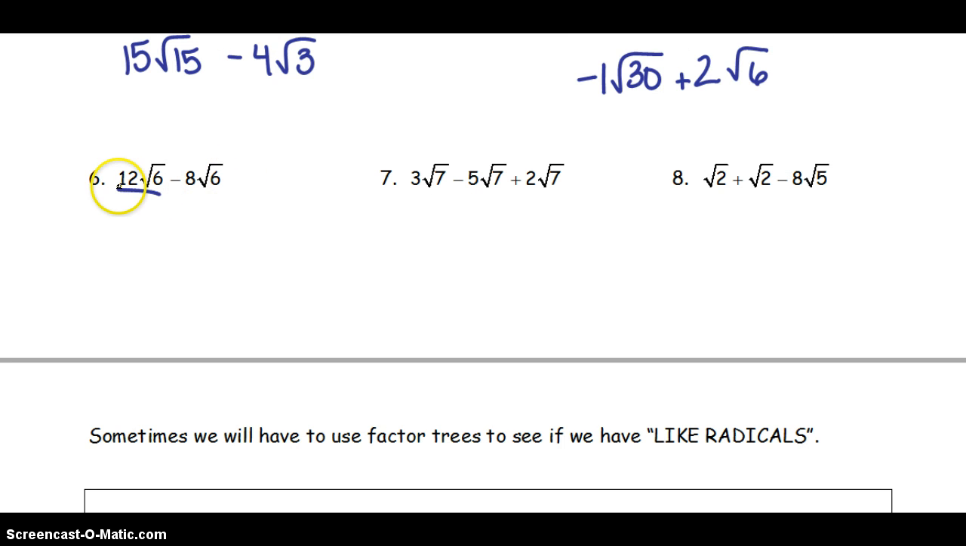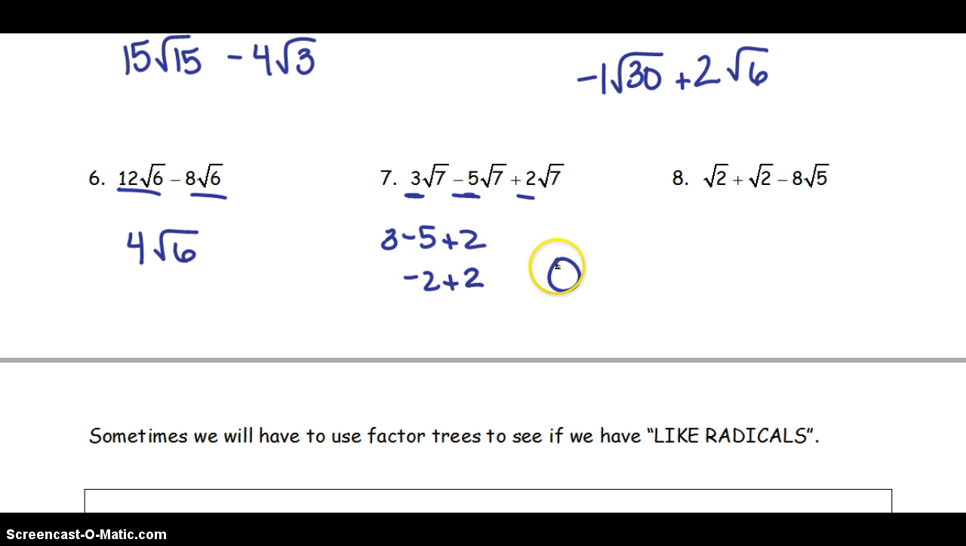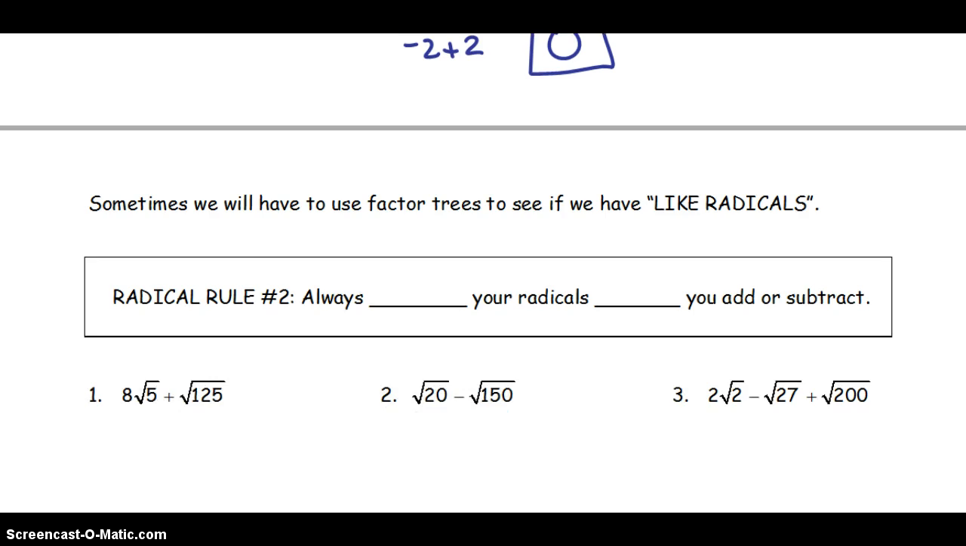12 root 6 minus 8 root 6, we're going to get 4 root 6. 12 minus 8. This one, these are all root 7s, so we're going to combine 3, a minus 5, and a 2. 3 minus 5 plus 2. Negative 2 plus 2. They're going to cancel. They're completely gone, so it's just 0. You don't have to put 0 root 7, it's just 0, because they're gone. They cancel out completely. This one, you get 1 root 2 plus 1 root 2, that's 2 root 2. And then we have a minus 8 root 5, which can't be combined. So we just tack it on at the end.